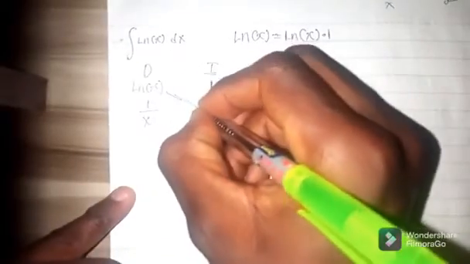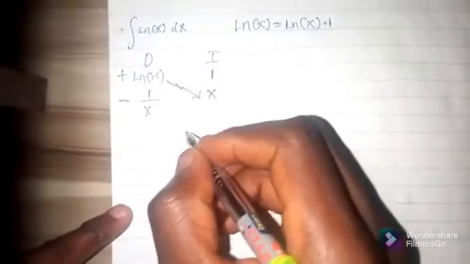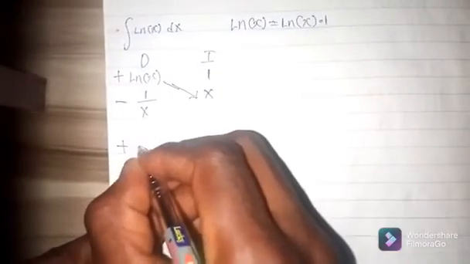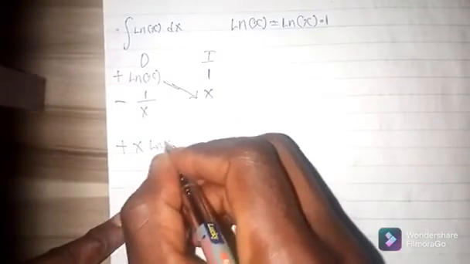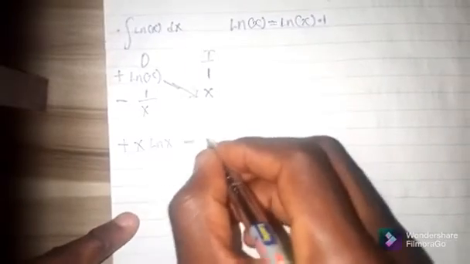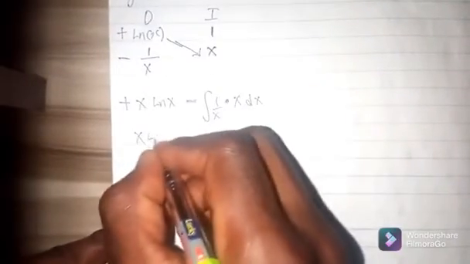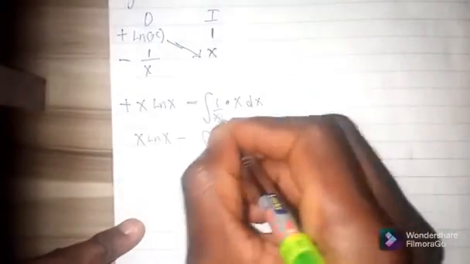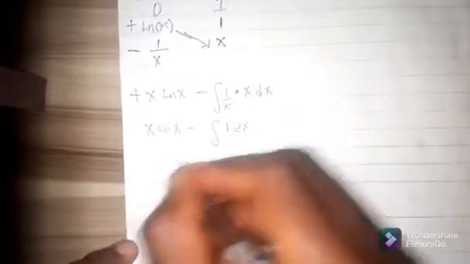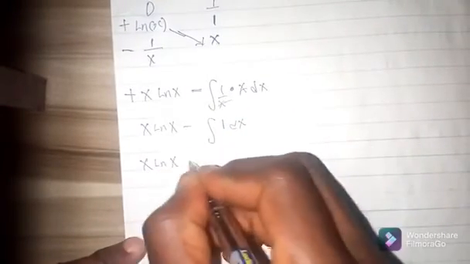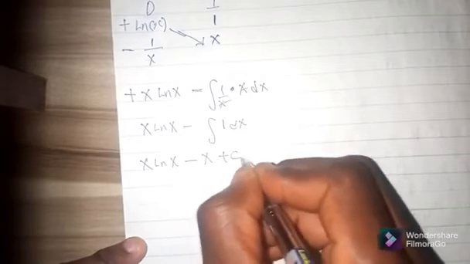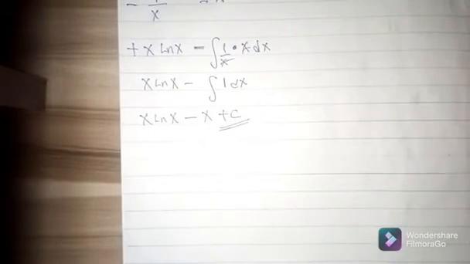So we multiply that. Don't forget plus, minus. Then you add your plus x ln x minus integral of 1 over x multiplied by x dx. Then you have x ln x minus integral of 1 dx, x ln x minus x plus c. So that is how to use the DI method.